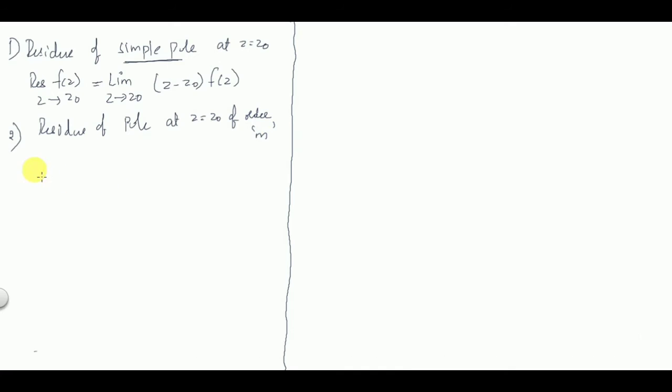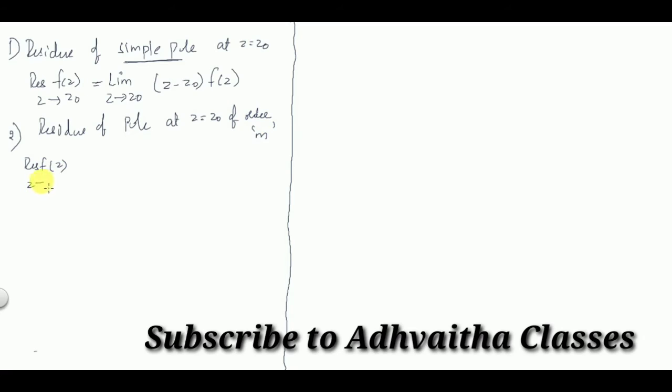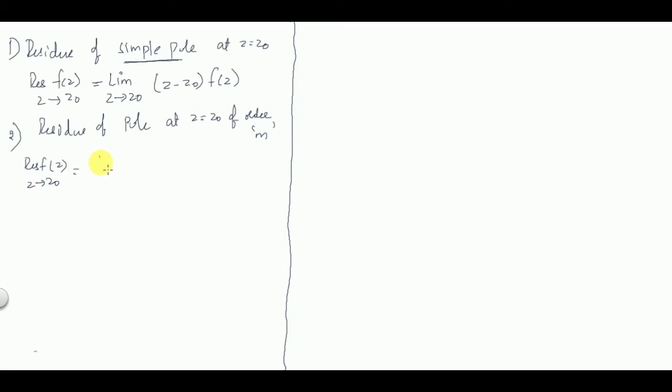Okay, the residue of f of z at z is equal to z0, for a pole of order m, is given by 1 by (m minus 1) factorial into the limit as z tends to z0 of d power m minus 1 by dz power m minus 1 of (z minus z0) whole power m into f of z. Okay, so this is your formula if the pole is of order m.